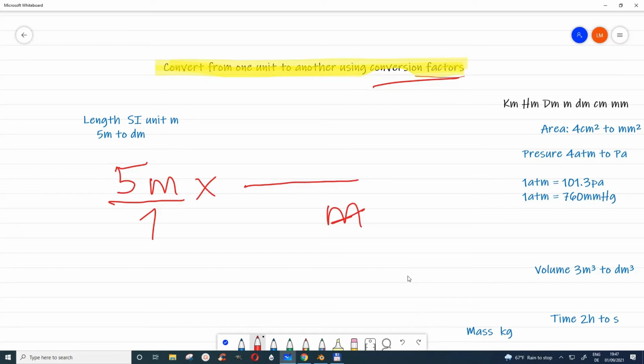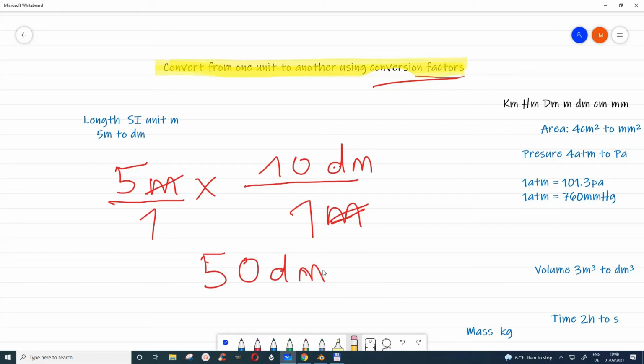Now we said that 10 decimeters make a meter. So we have 1 meter and then we have 10 decimeters. Now this would, as we said, take care of this, and then we are left with 50 decimeters. So that is our solution for this question. Now let's look at another question.